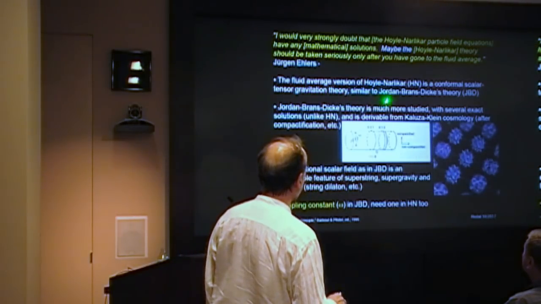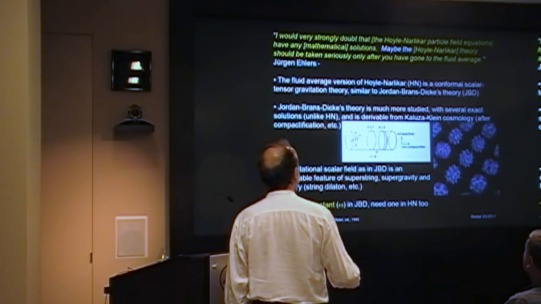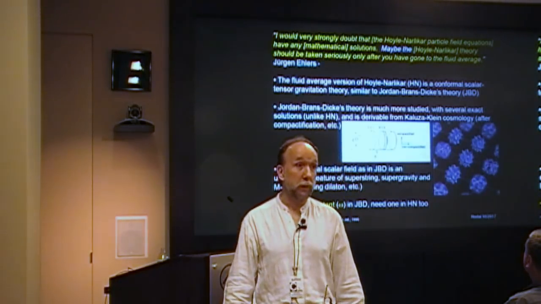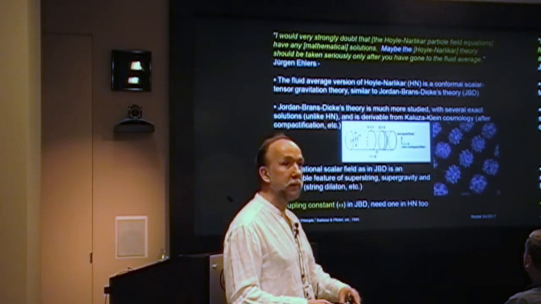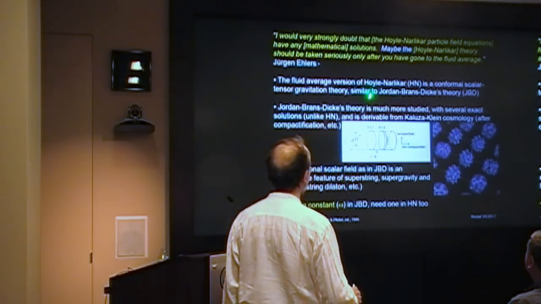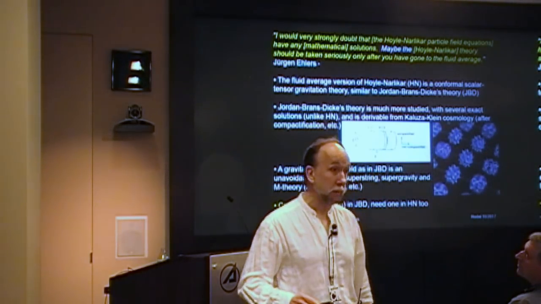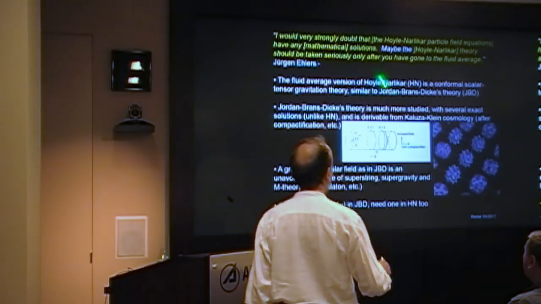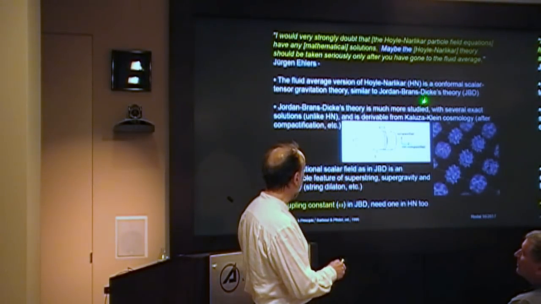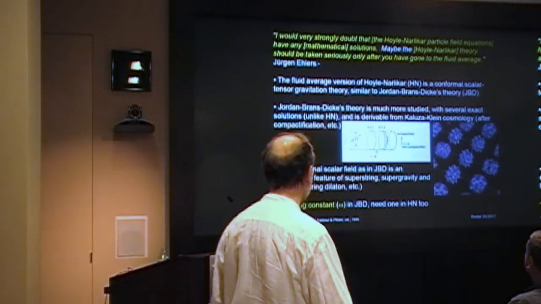The fluid average version of Hoyle-Narlikar actually is a conformal scalar tensor gravity theory that had been done before Hoyle-Narlikar had that theory. It was done before by Brans and Dicke. And before Brans and Dicke, it was done by a great German, Pascual Jordan, who is famous for his work on quantum mechanics. He has a book from 1951. And actually, what Jordan did, it was in German, was much better than what was done later on by Brans and Dicke, as I'm going to show. It's a more general theory.